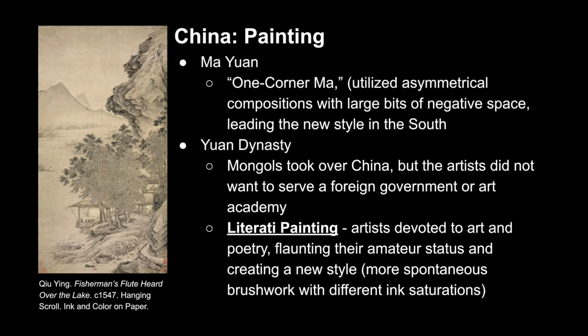So Fan Quan, the artist we just looked at, was actually from the north, the previous Song dynasty, and now we're going to look at Ma Yuan, who is in the later southern Song dynasty. Nicknamed One Corner Ma, this artist utilized asymmetrical compositions, so taking up the one corner, with large bits of negative space in the other areas. These features actually became characteristic of this new style in the south.